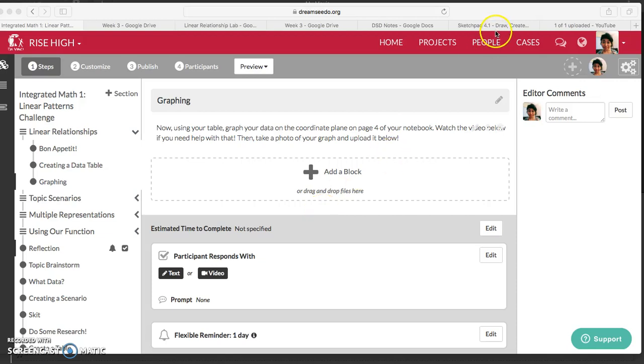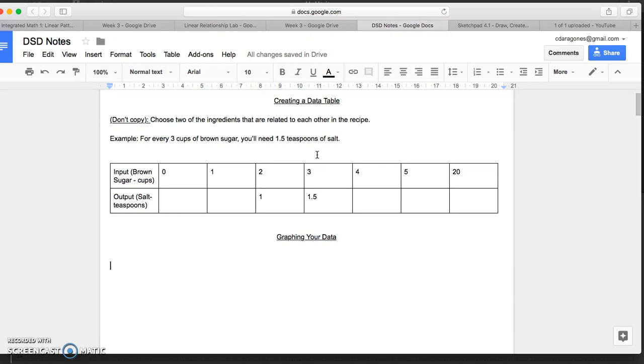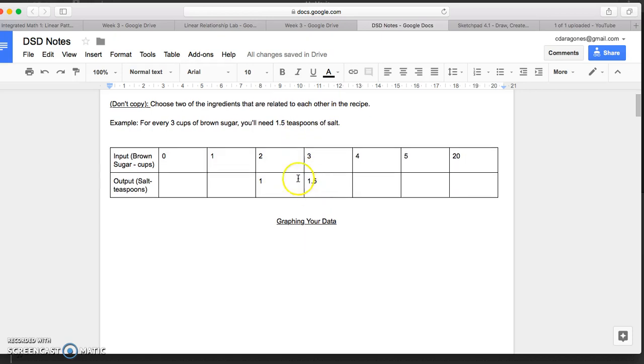Okay, so now that you made a table of your two ingredients and how they are related to each other, we're going to go ahead and represent our data table another way, with a graph on the coordinate axis. As you can see, we have two factors we're looking at. We have two ingredients that are related to each other.